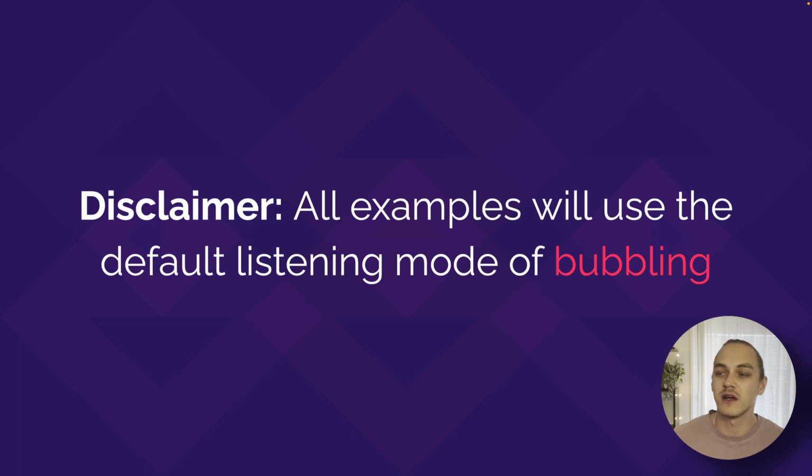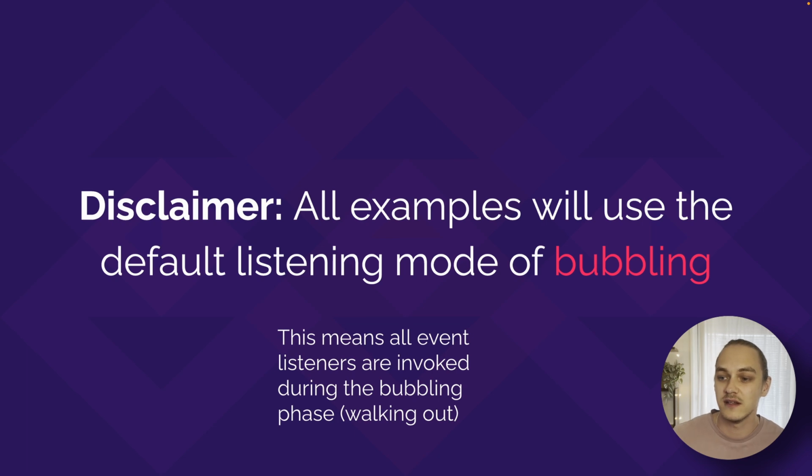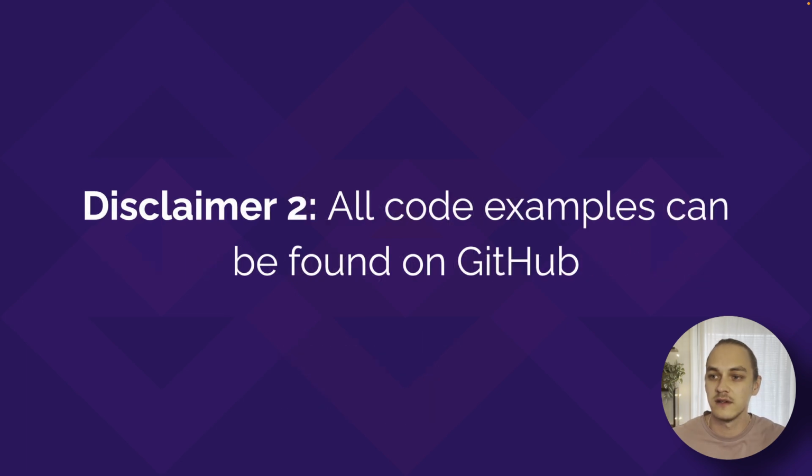And a full disclaimer is that all examples will use the default listening mode of bubbling. And if you need a reminder of what that means, it is that all event listeners are invoked during the bubbling phase, meaning the phase where the event walks out from the target. Another disclaimer is that all code examples can be found on GitHub, link in the description of this video.